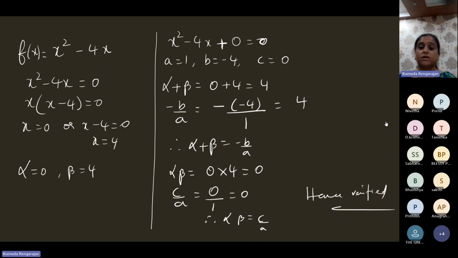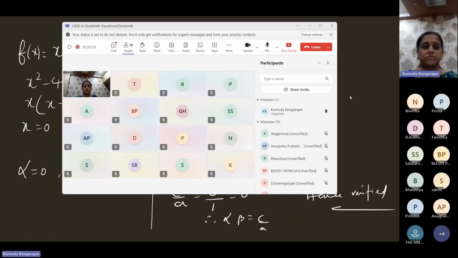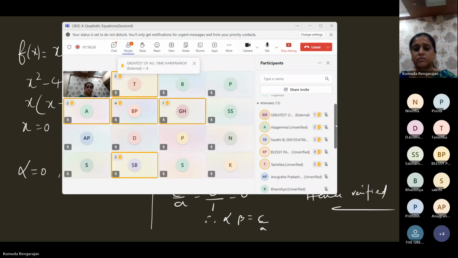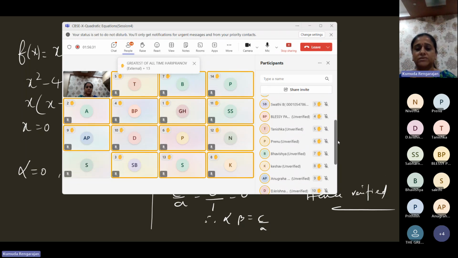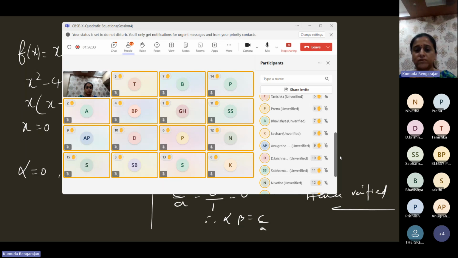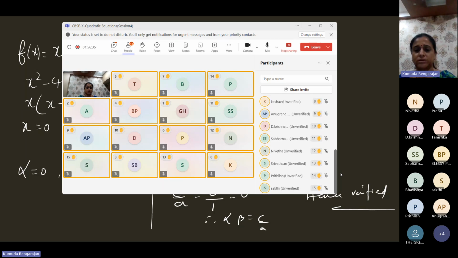All right, children. Class, use the emoji, raise your hand. Hari Pranav, Aragamai, Swati, Blessy, Tanishka, Prenu, Bhavashya, Keshav, Anugraha, Krishnapriyan, Sabarna, Sadhana, Niveda, Srivatsan, Pratishan, Shakti. Shakti, you alone, please stay back after the class. I need to get the details about the phone number to be added in the group. Just stay back.